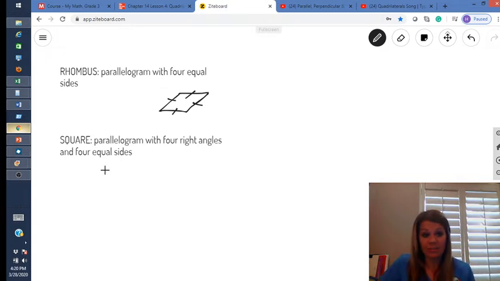Now, a square is actually a rhombus because I have four equal sides, right? But the only difference between a square and a rhombus is that a square has to have right angles in there, right? In a square, all the sides are equal. It's a parallelogram because these two are parallel and these two are parallel. And it has four right angles and four equal sides. So a square is a rhombus because it does have four equal sides. It also just has right angles.